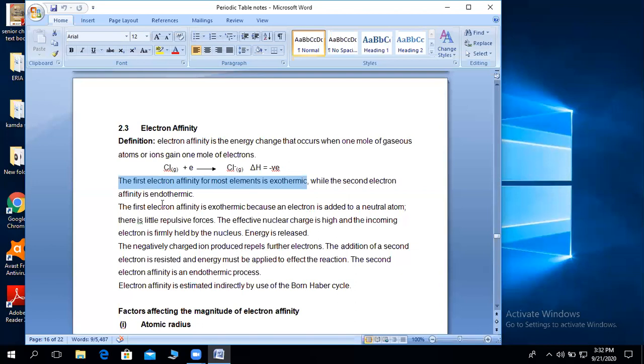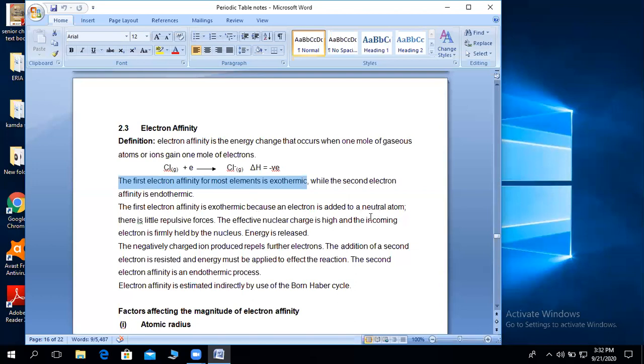So we usually ask that for you to explain. We say explain why the first electron affinity of oxygen, for example, is negative, while the second electron affinity is positive. And we are explaining it here, saying the first electron affinity is exothermic because an electron is added to a neutral atom.